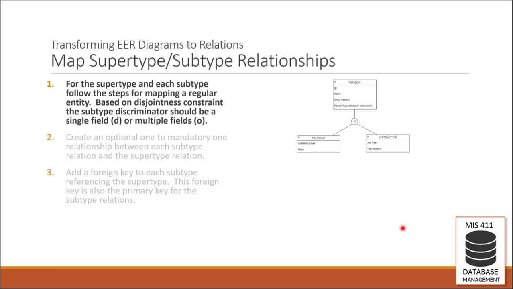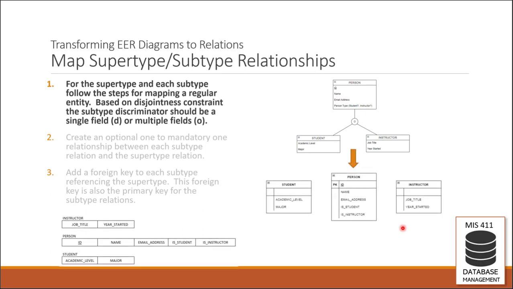So in the first step, as usual, we're going to take each of the entities we see on the screen, the supertypes and the subtypes, and we're going to convert them into relations, right? And with the added item of the subtype discriminator. As you recall, when you have a supertype-subtype, the discriminator tells you which subtype an entity instance is. And you may also recall that with an overlap constraint, what you have is a composite attribute for the subtype discriminator.